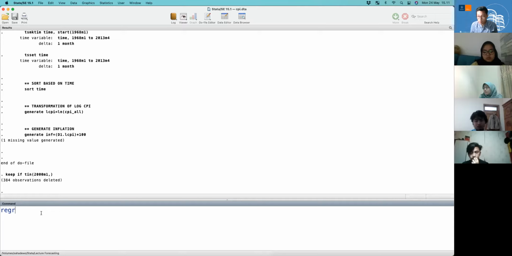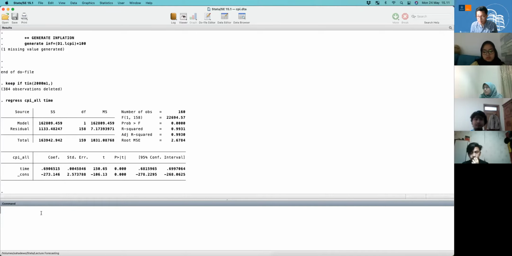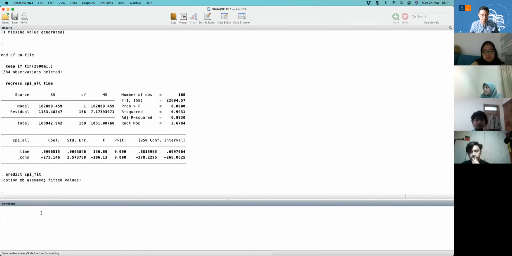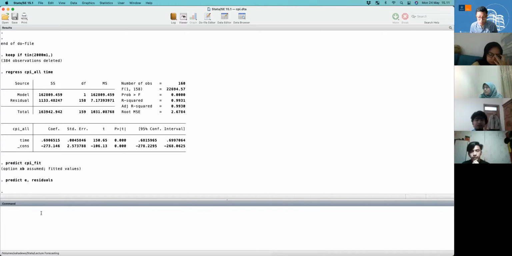So it's actually quite straightforward. I'm just going to regress CPI all on the time variable, okay? And then I'm going to use predict CPI fit to get the in-sample forecast, okay? At the same time, I'm also going to predict the error, which is the residuals.